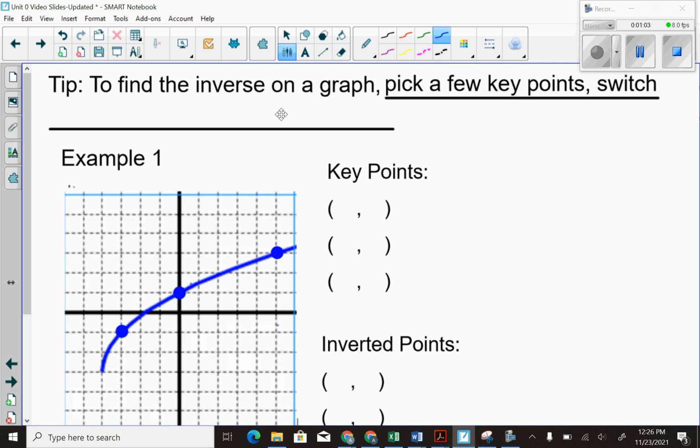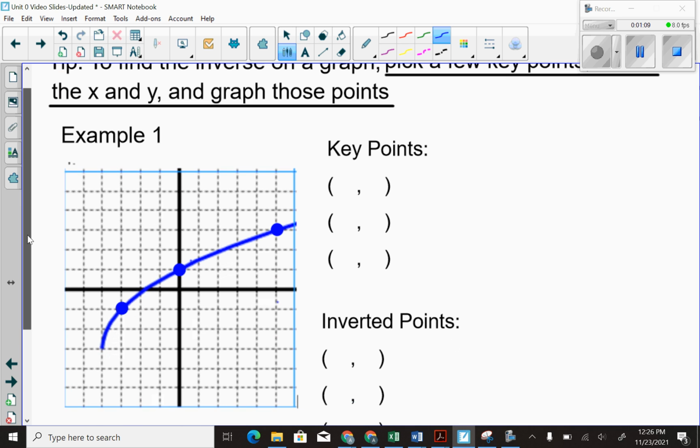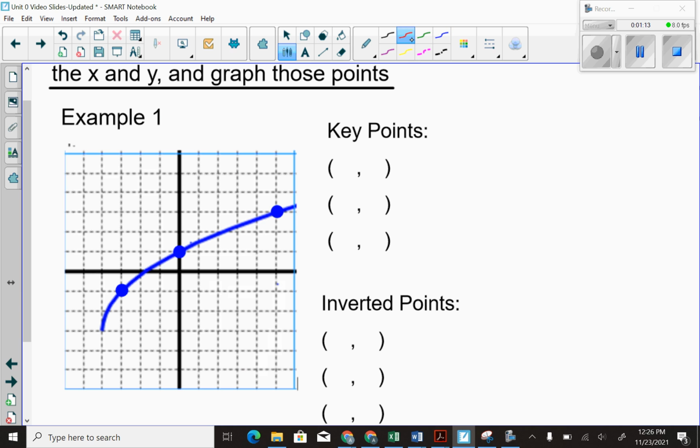To find the inverse on a graph, you want to pick a few key points and switch the x and y and graph those points. So when I look at my graph, I have this point here at (-3, -1), this point at (0, 1), and this point at (5, 3). So my inverse points would be switching those: (-1, -3), (1, 0), and (3, 5).